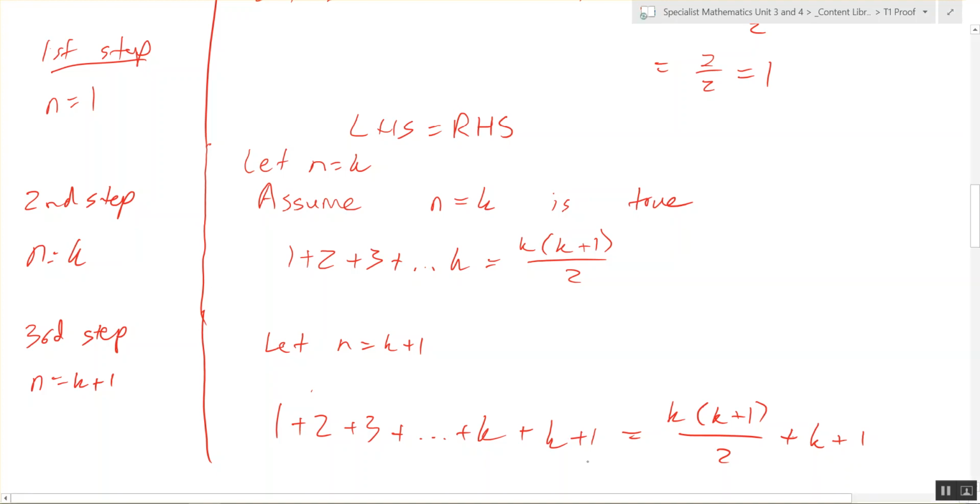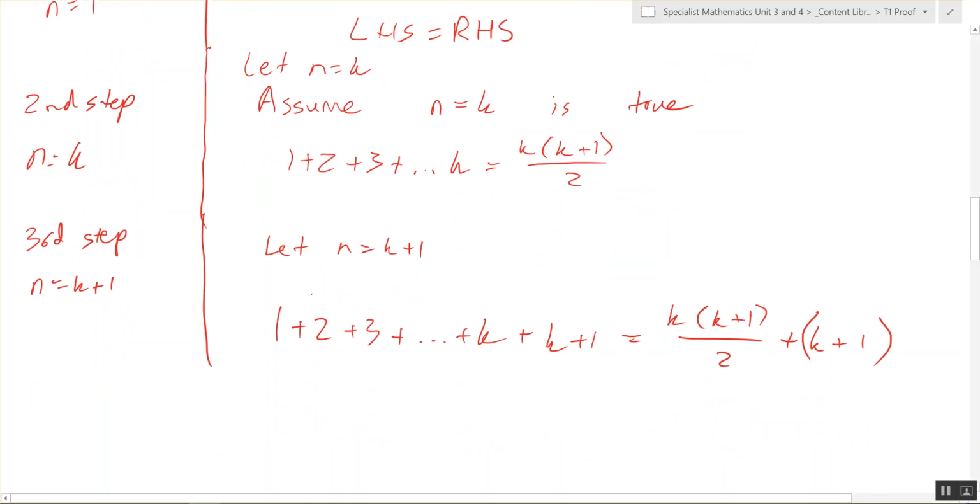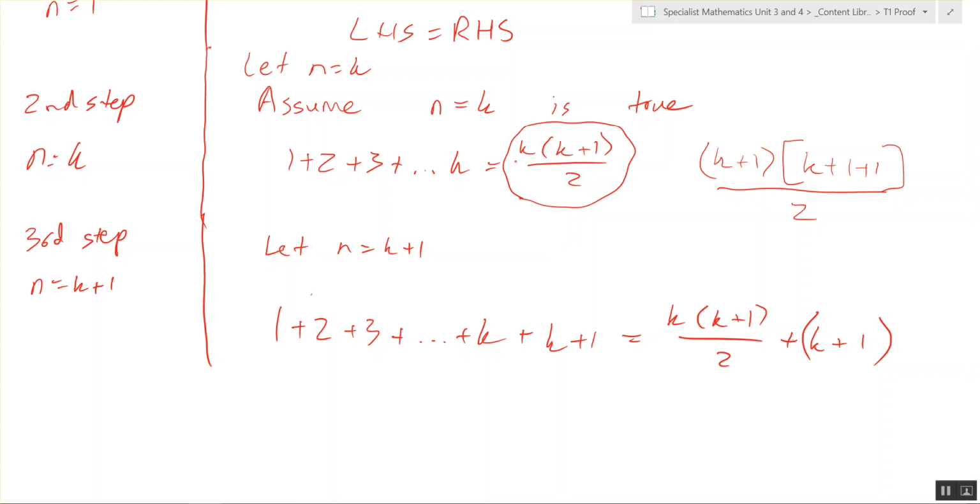Wait, why do you have both k? Shouldn't it be 1 plus 2 plus 3 plus up to k, plus k plus 1 at the very end? This is the equation for the sum for k, k squared plus k over 2. Instead of k, now I've got k plus 1. So it's k plus 1 times k plus 1 plus 1 over 2. Where the k is, I've just substituted in k plus 1. That's the final answer I'm trying to get to.